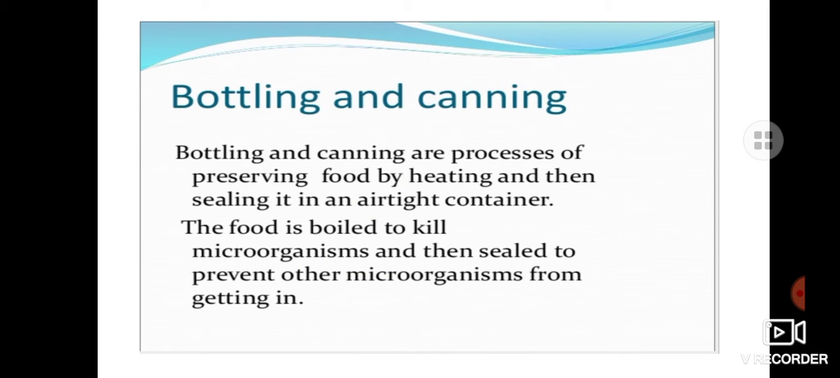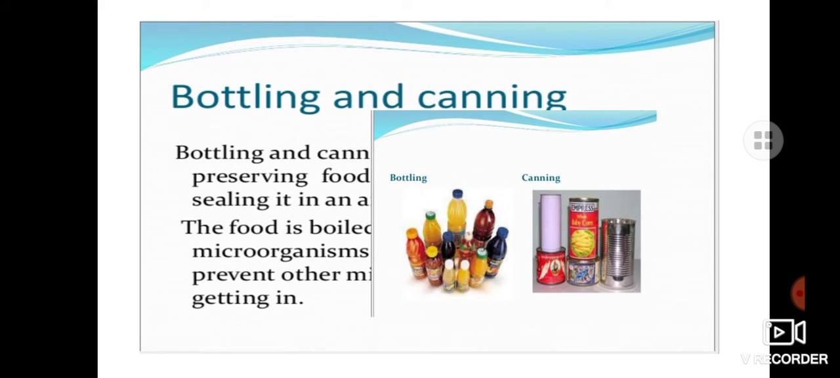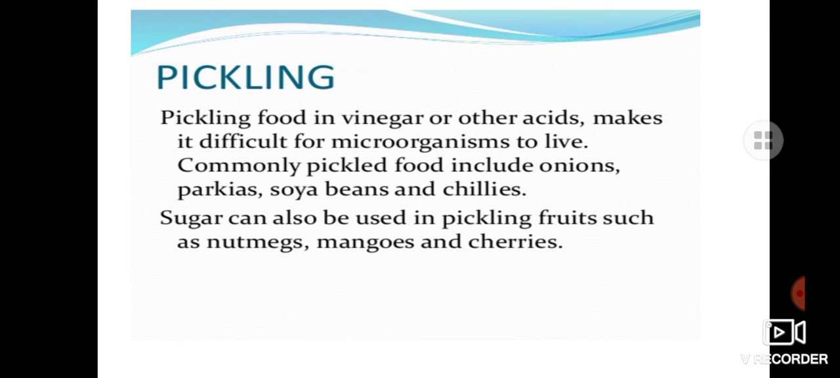So let's begin. The first is bottling and canning. Children, you have seen bottles or cans of particular foods, squashes, juices. Here the food is preserved by first heating it and then sealing it into an airtight container. You have seen such products available in markets. This is one type of food preservation method, called bottling and canning.